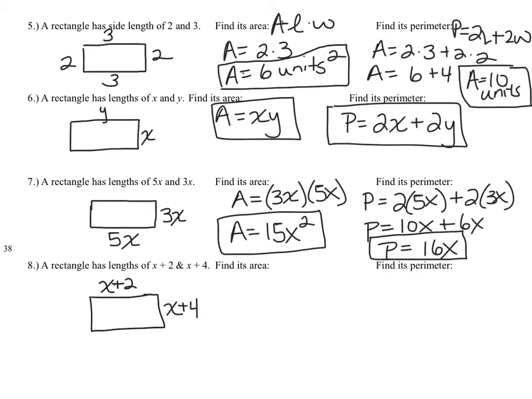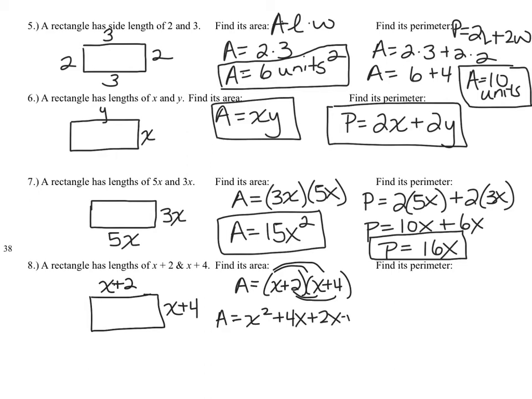Now when you find the area, you're going to multiply the length and width together. So you do x plus 2 times x plus 4. Now, because that's a binomial times a binomial, you have to go through and do FOIL. So I'm going to do x times x is x squared, x times 4 is 4x, 2 times x is 2x, and 2 times 4 is 8. Then you can combine your middle terms, and you get that x squared plus 6x plus 8 is our area.